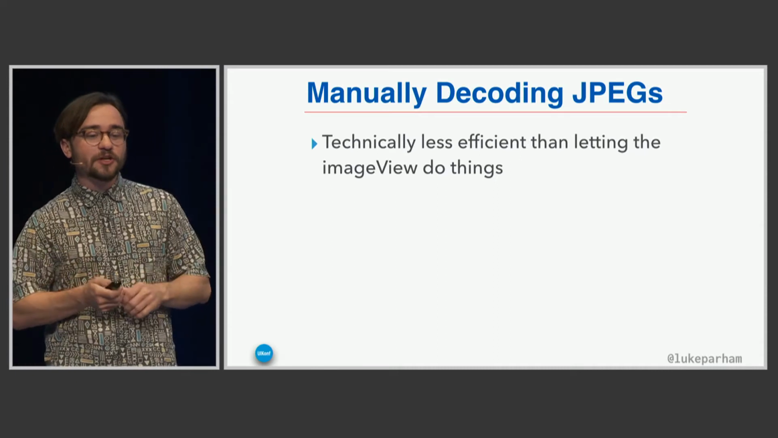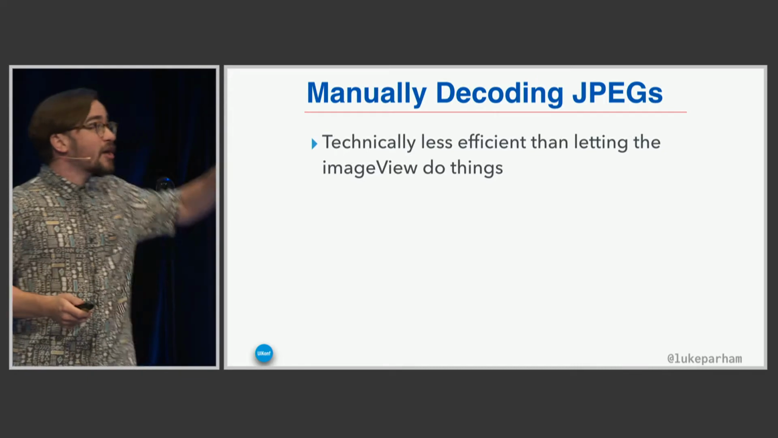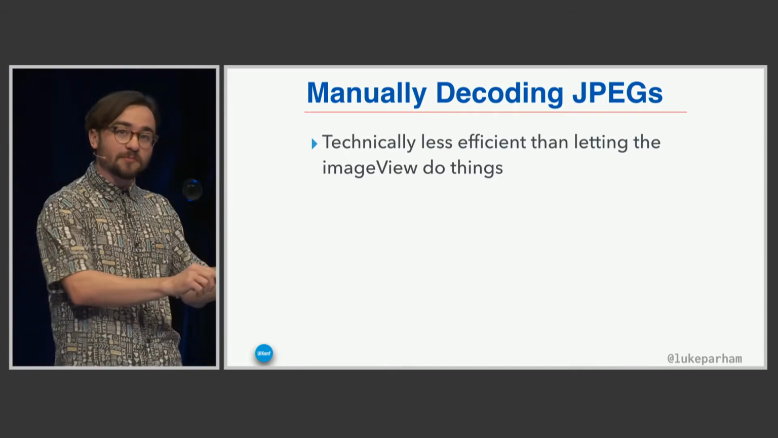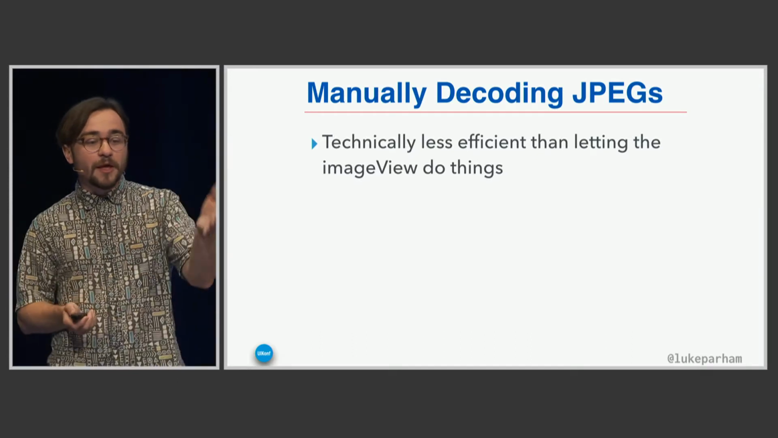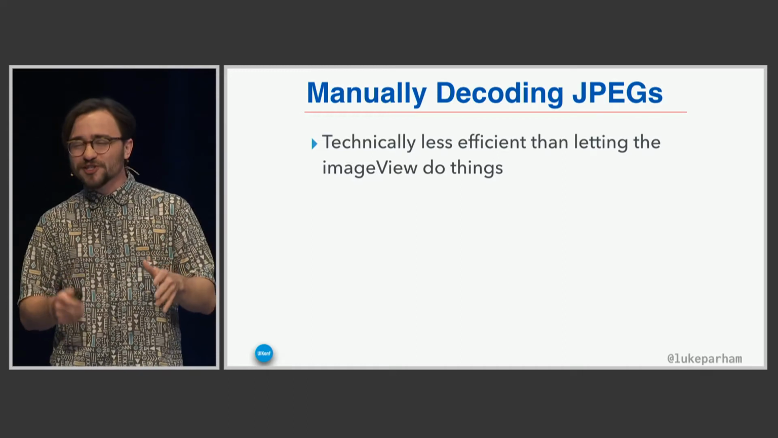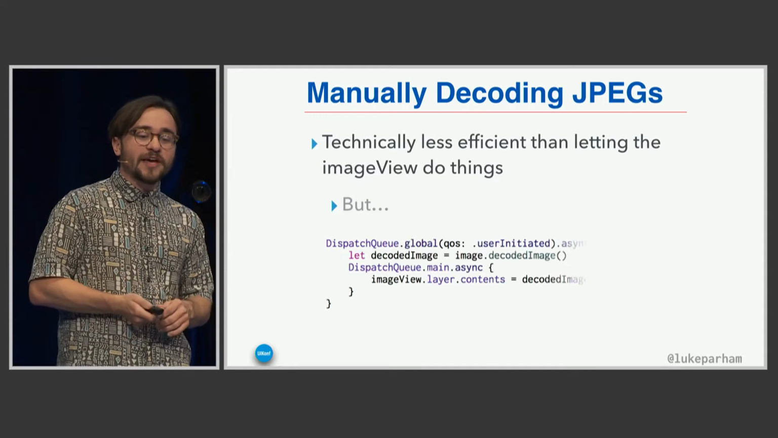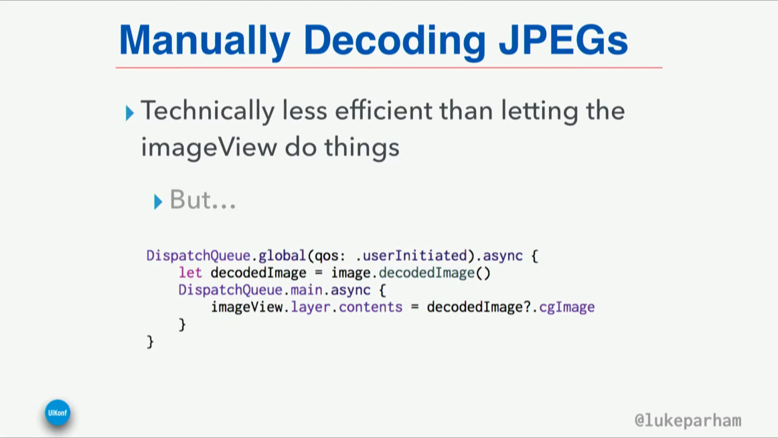So this manual decoding is technically less efficient than just letting an image view do these things on its own. As you saw in that stack trace, that was the image view at the end of the run loop saying, OK, I need to decode these JPEGs and show them to screen. So this will happen for you automatically. And it is a little bit slower than just doing it on the main thread like you normally do. But the added benefit is that you can jump into a background queue, do this decoding, and go to a concurrent queue to decode 3 or 4 images at a time. And then when they're done, you can jump back to main and assign it to your image view.